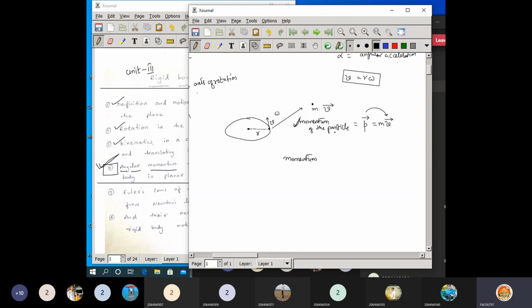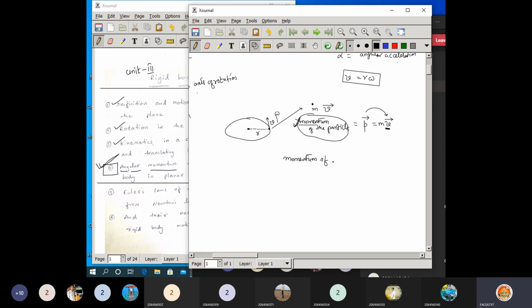This is a momentum due to the moving of the particle. It is having a momentum. The particle is moving with a velocity v. So due to this particular velocity, you are getting a momentum. Now what is the thing we are going to explain here? The particle is having a momentum and this particle is going to rotate here. So due to this particular rotation, again we are going to get a momentum.